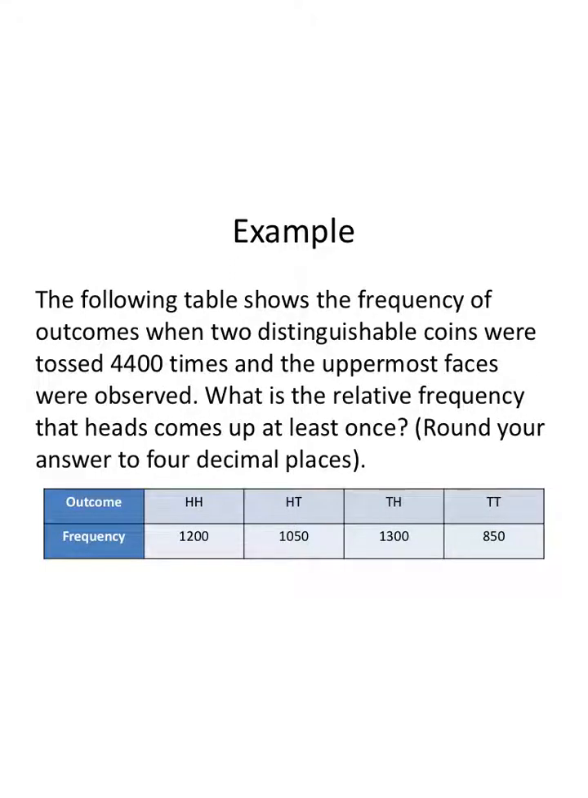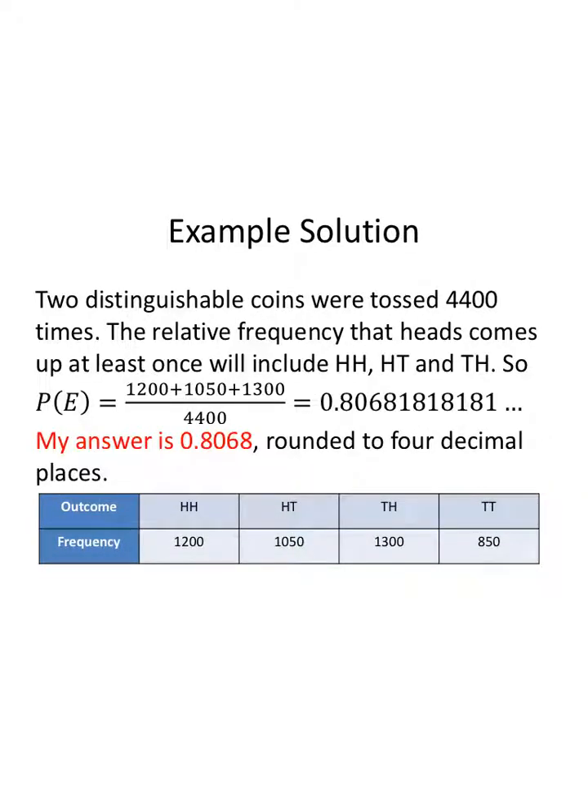For example, the following table shows the frequency of outcomes when 2 distinguishable coins were tossed 4,400 times and the uppermost faces were observed. What is the relative frequency that heads comes up at least once? Heads comes up at least once. At least once, let's think about that. At least once is 2 heads, or 1 head, but not tails.